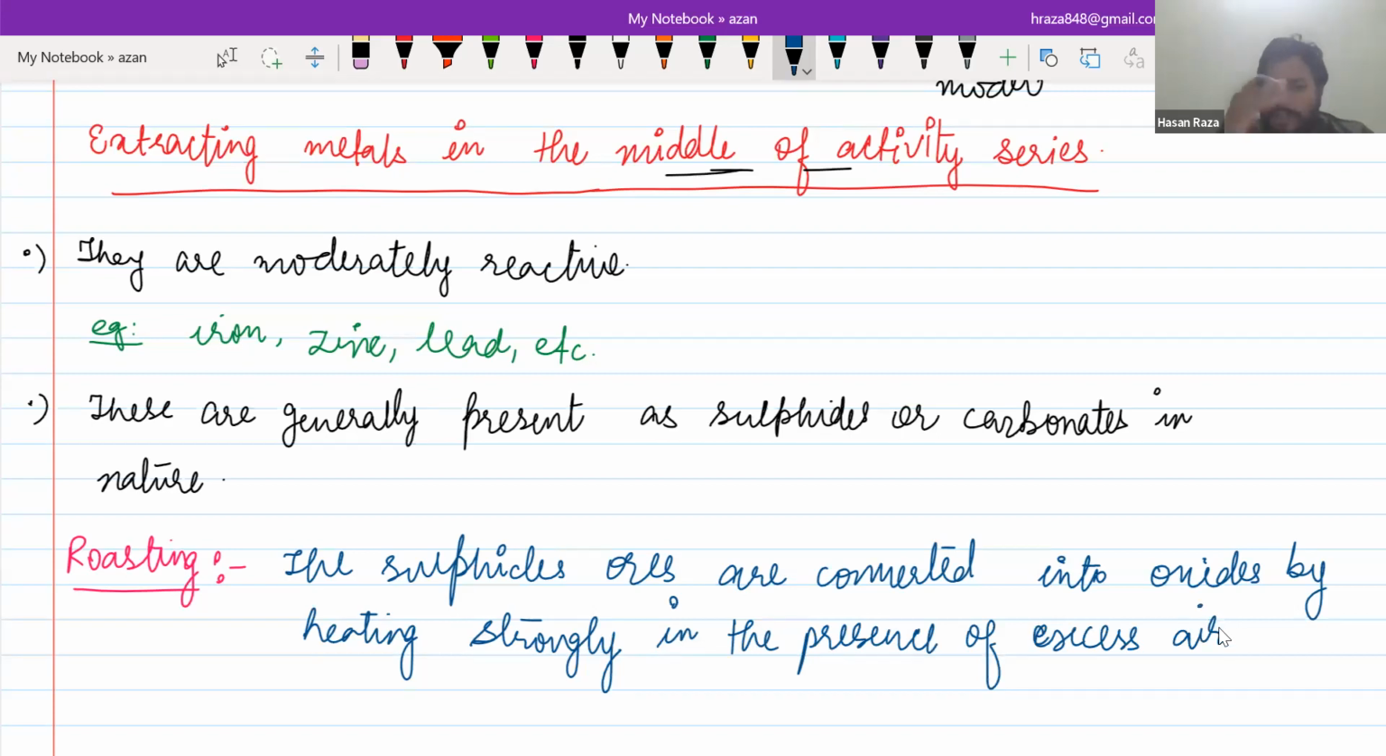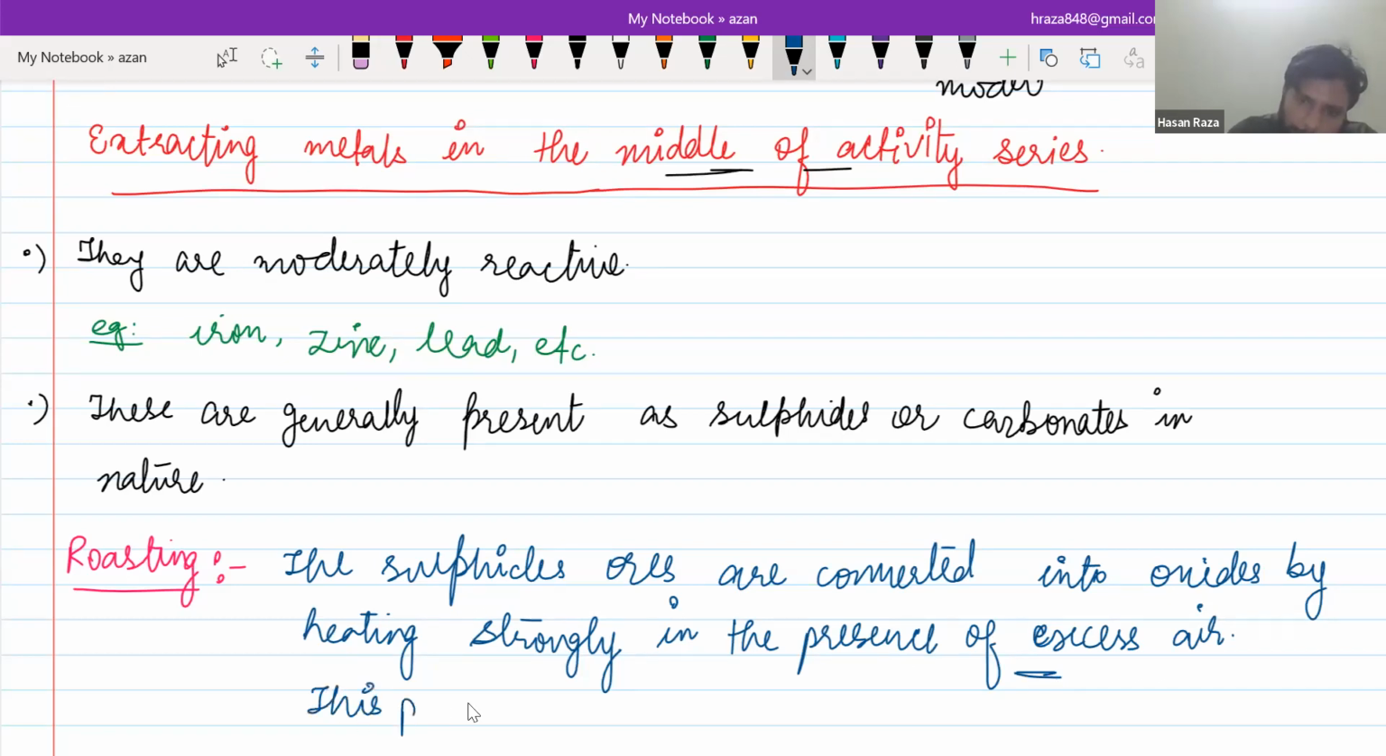We just need to convert sulfide ores into oxide, and carbonate ores also into oxide. Both have the same goal. The only difference is sulfide ores go through roasting. And what is roasting? The conversion of sulfide ores into oxides by heating strongly in the presence of excess air. This process is known as roasting.